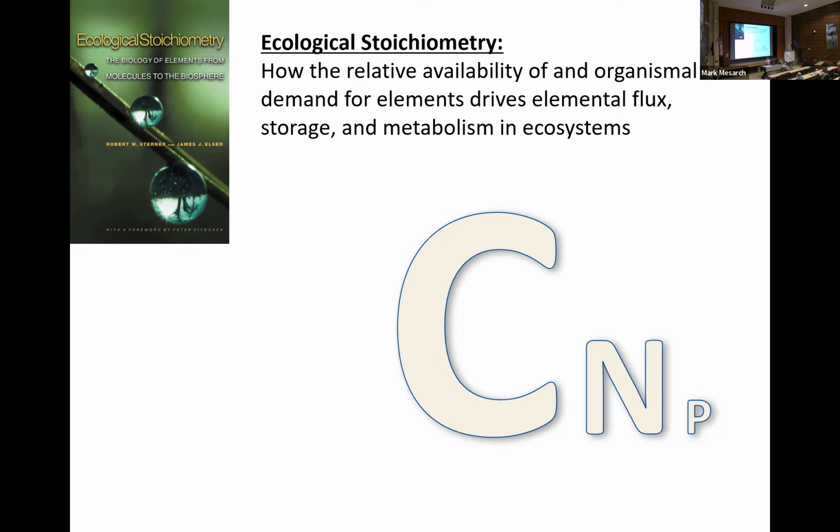I'll try and project. Okay, so ecosystem ecologists have long acknowledged that examining the cycling of single elements in isolation is problematic because of the strong coupling of biogeochemical cycles. So multiple frameworks from metabolic theory of ecology to ecological stoichiometry all recognize the importance of considering multiple elements. Ecological stoichiometry, which I've used a lot, especially through my dissertation, is defined as how the relative availability of and organismal demand for elements drives elemental flux, storage, and metabolism in ecosystems, and is thus a really important framework for examining paired biogeochemical processes.